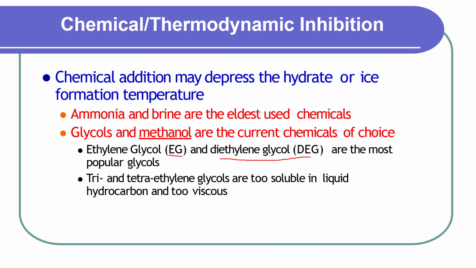Tri- and tetraethylene glycols are not really recommended to be used because they are too soluble in liquid hydrocarbon and too viscous. From one aspect, they are too viscous, which means it is going to cost you a lot of money to pump them. The second aspect is that they are highly soluble in the liquid hydrocarbon, which means that a huge fraction of these glycols will go with the hydrocarbon, so you need to purify your hydrocarbon stream from these chemicals later on.